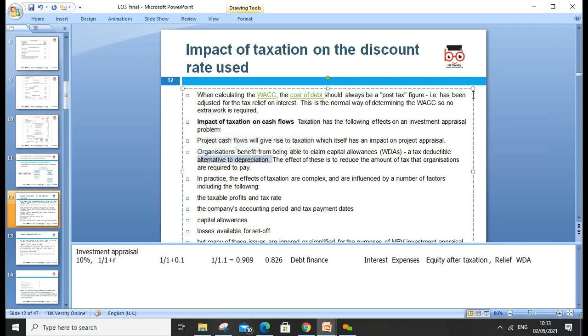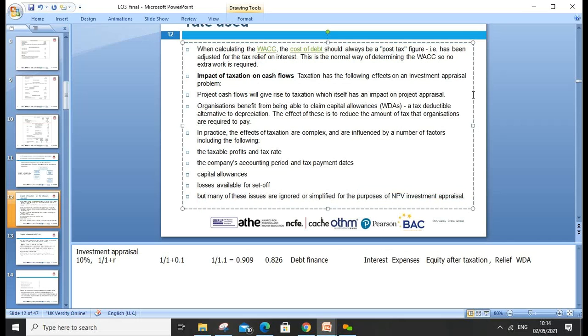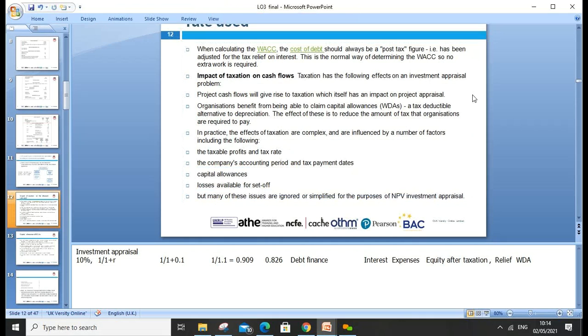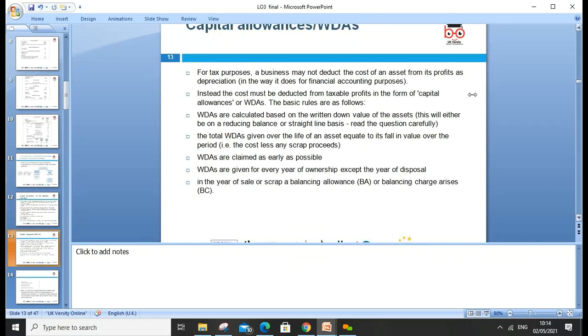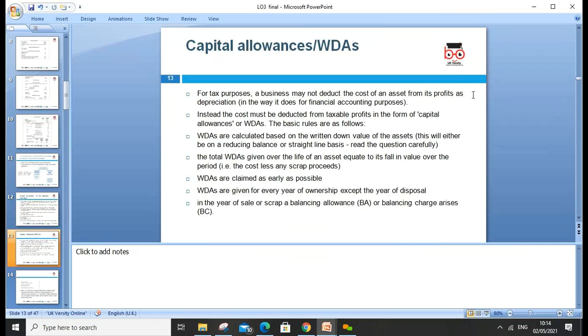So depreciation is not allowed, like we discussed in previous lessons as well. The effect of these is to reduce the amount of tax the organization is required to pay in practice. The effects of taxation are sometimes complex and influenced by a number of factors. We need to look at the taxable profit rate, the company's accounting period and tax payment, capital allowance, and losses available for set off. But many of these issues are ignored, simplified for the purpose of NPV, that is, investment appraisal methods. Any questions you can ask, please.